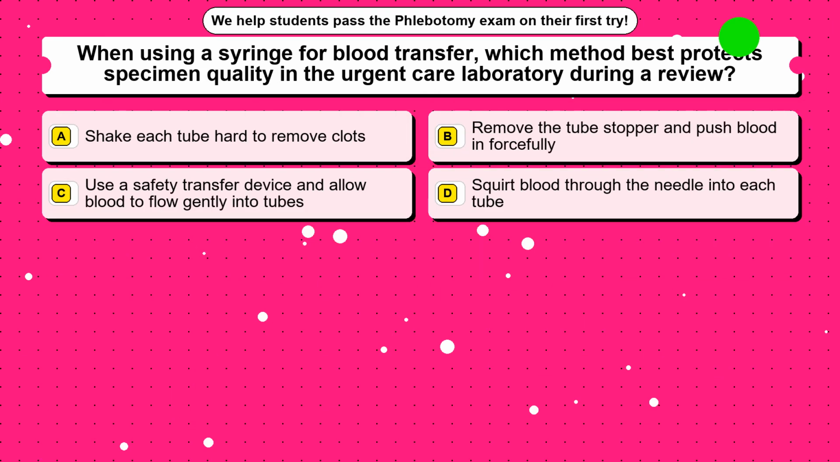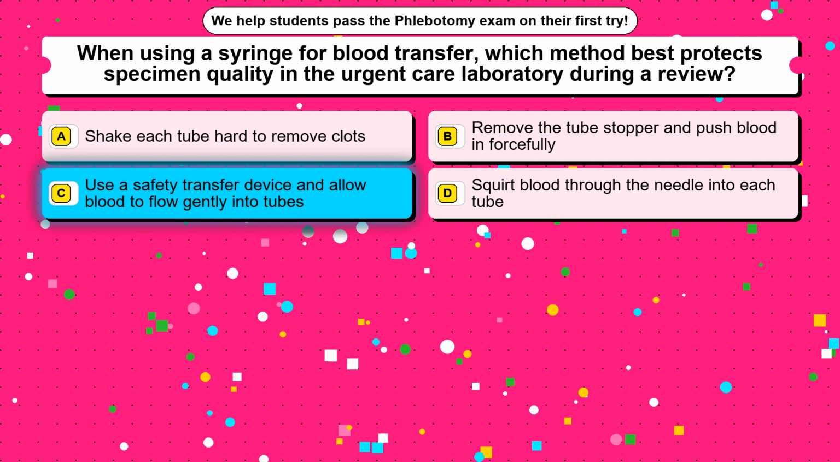Question 60. When using a syringe for blood transfer, which method best protects specimen quality in the urgent care laboratory during a review? Option A, shake each tube hard to remove clots. Option B, remove the tube stopper and push blood in forcefully. Option C, use a safety transfer device and allow blood to flow gently into tubes. Option D, squirt blood through the needle into each tube.